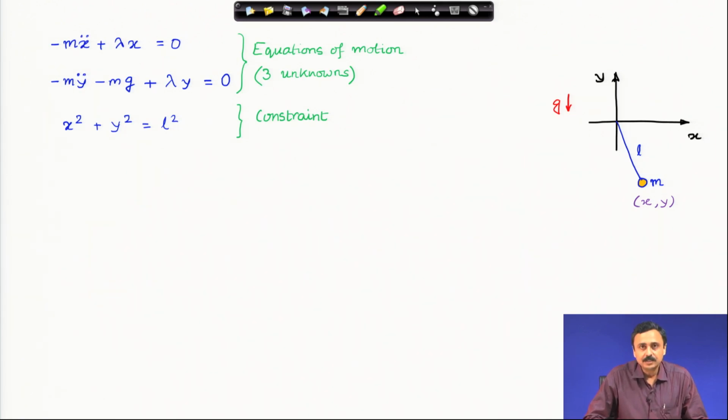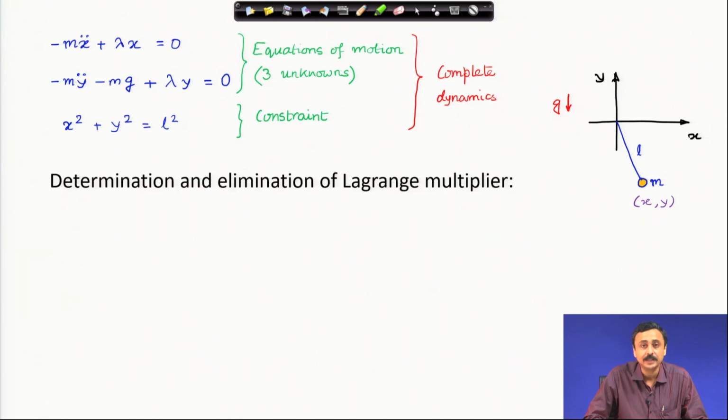We can simplify this further. This set of differential algebraic system completes the dynamics of the system, but this is not a very convenient form of the dynamics. What we are going to do in the next step is determine the Lagrange multiplier and eliminate it from the equations of motion, and we hopefully will get some tractable differential equations of motion.